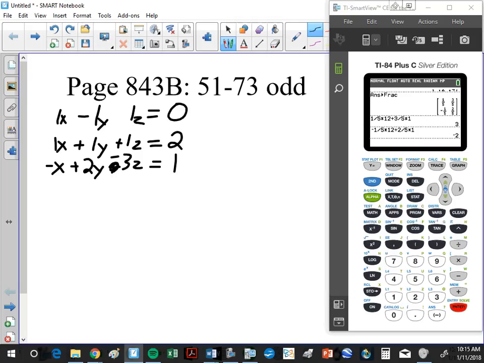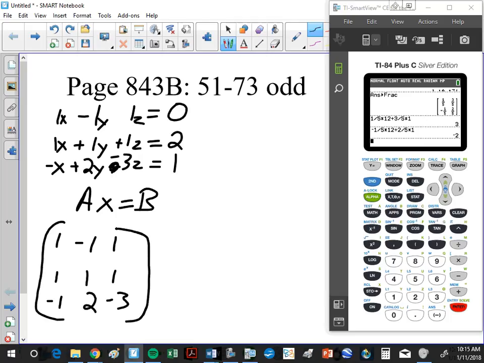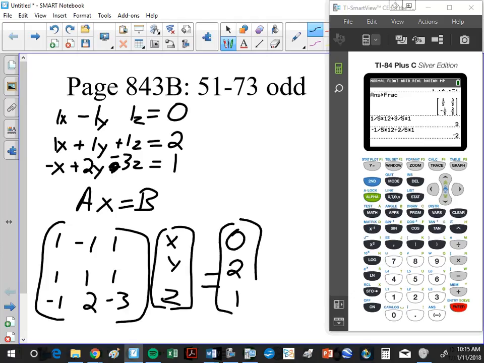So we need to set up the algebra. We need to set it up into AX equals B. So A is going to be 1, -1, 1, 1, 1, 1, and -1, 2, -3. What is my variable matrix? X, Y, Z. And my answer matrix is 0, 2, 1. Okay. So I need to find A inverse.